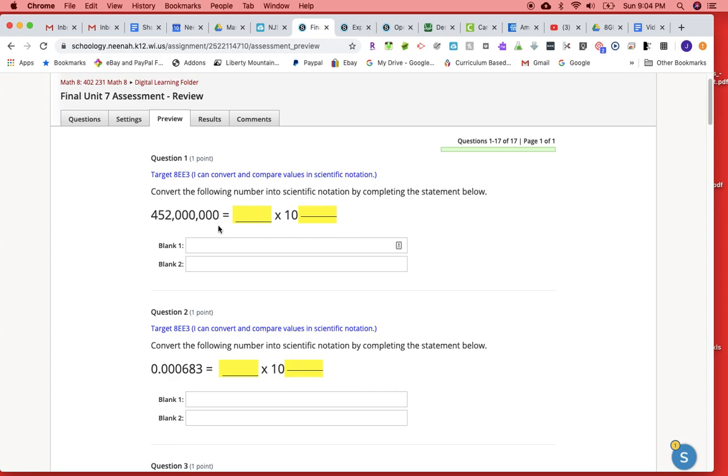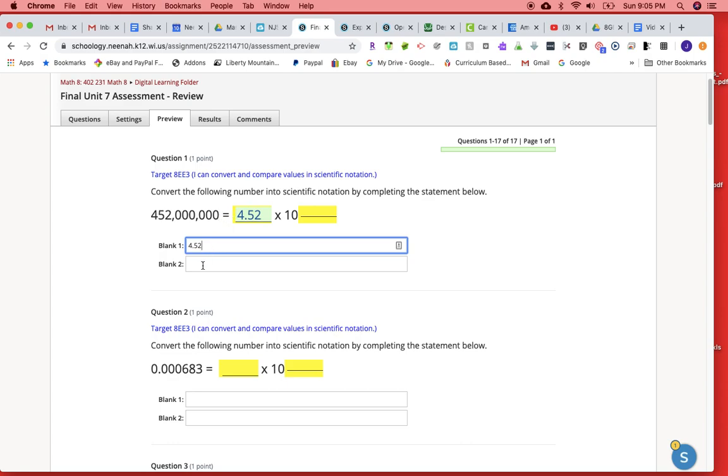If we remember, our coefficient in front has to be between the numbers 1 and 10. So we need to move our decimal all the way between the 4 and the 5. So our number is going to look like 4.52, and I'm going to drop all the zeros behind it. So I included all the non-zeros and dropped all the zeros behind it.